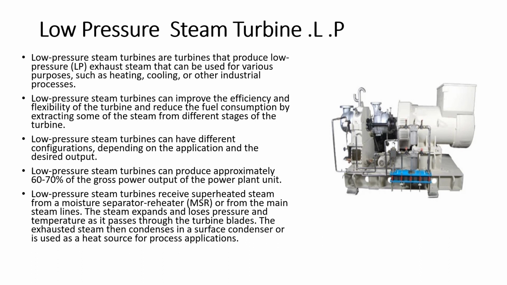Low-pressure steam turbines can have different configurations, depending on the application and the desired output. Low-pressure steam turbines can produce approximately 60 to 70% of the gross power output of the power plant unit. They receive superheated steam from a moisture separator reheater, MSR, or from the main steam lines. The steam expands and loses pressure and temperature as it passes through the turbine blades. The exhausted steam then condenses in a surface condenser or is used as a heat source for process applications.